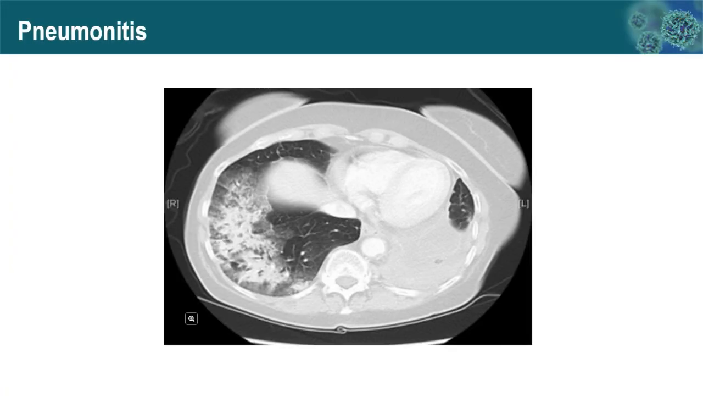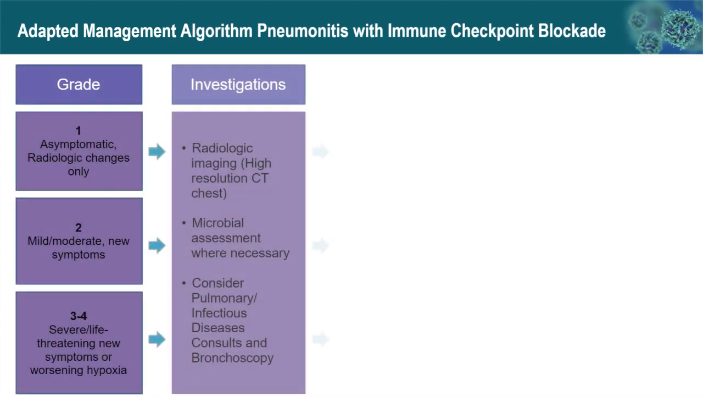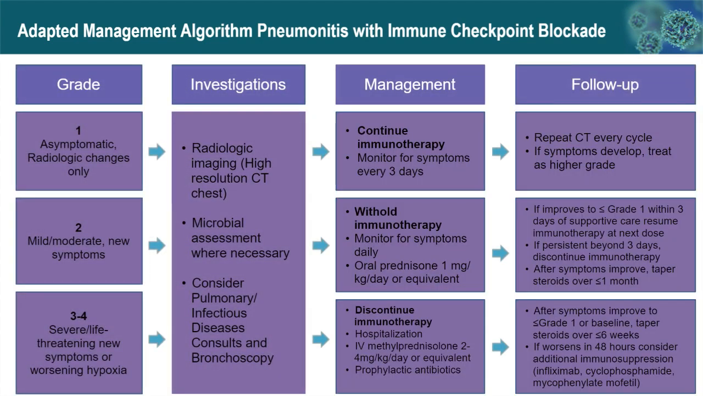Here we see the image of the patient in case 1, and it really relays to us the clinical conundrum of how we diagnose pneumonitis. For in this instance, it may be challenging to discern between the appearances of infection, malignant progression, or pneumonitis in the context of immunotherapy. Given this, a number of diagnostic algorithms and management algorithms have been developed to help guide the clinician in the standard diagnostic evaluation and management required for patients with suspected or confirmed immune-related pneumonitis.